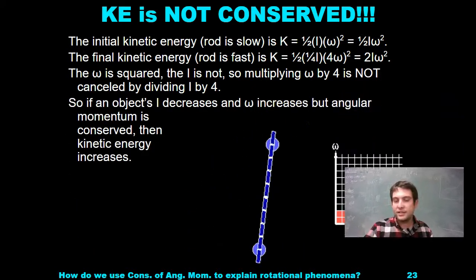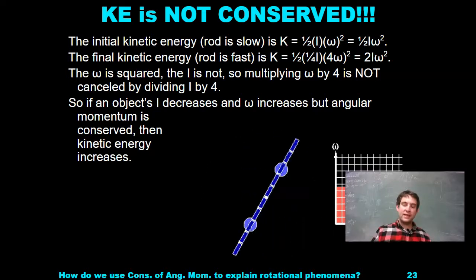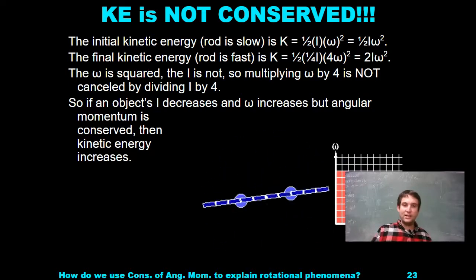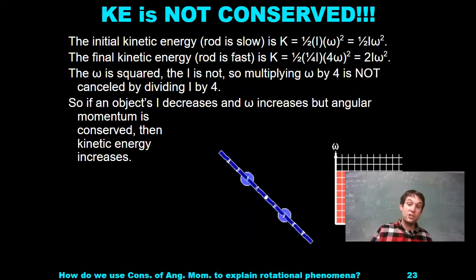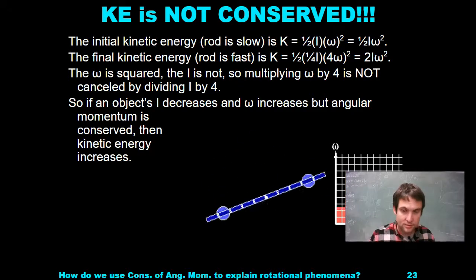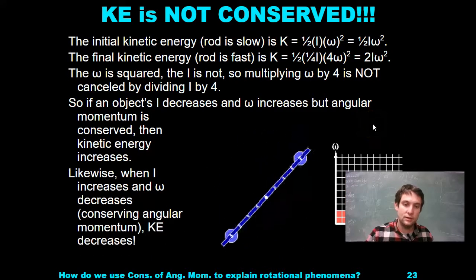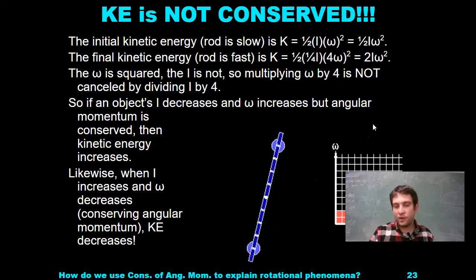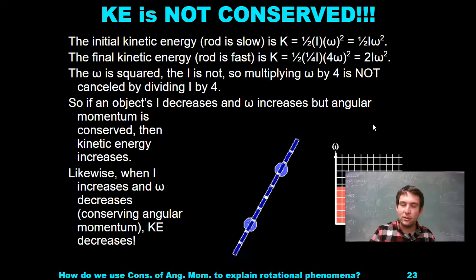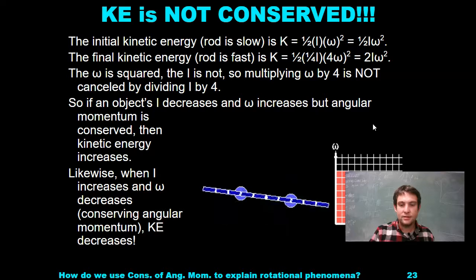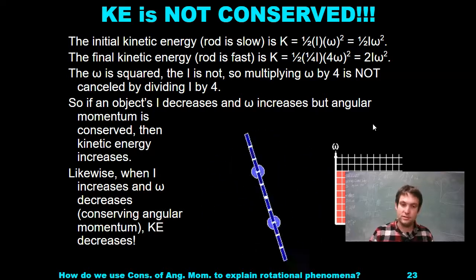If an object's moment of inertia decreases and angular velocity increases, but angular momentum is conserved, then the kinetic energy would increase. Likewise, when your moment of inertia increases and angular velocity decreases, kinetic energy will decrease.